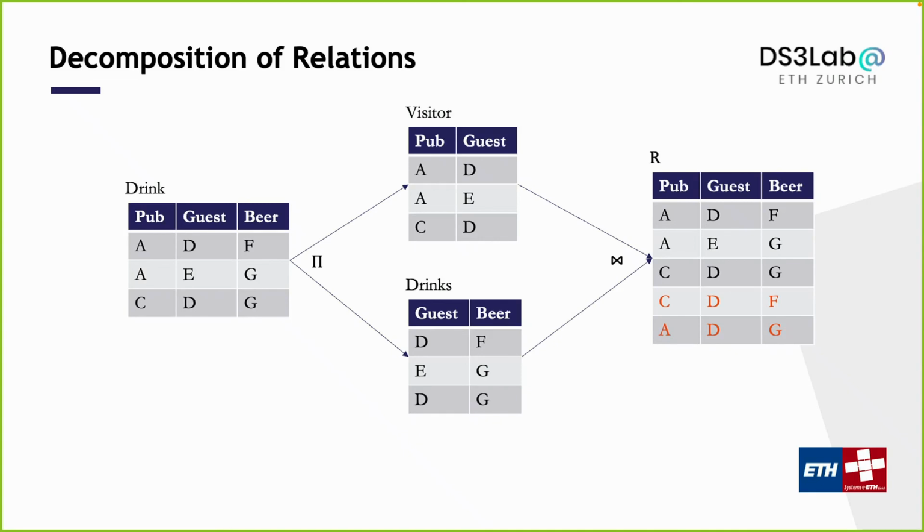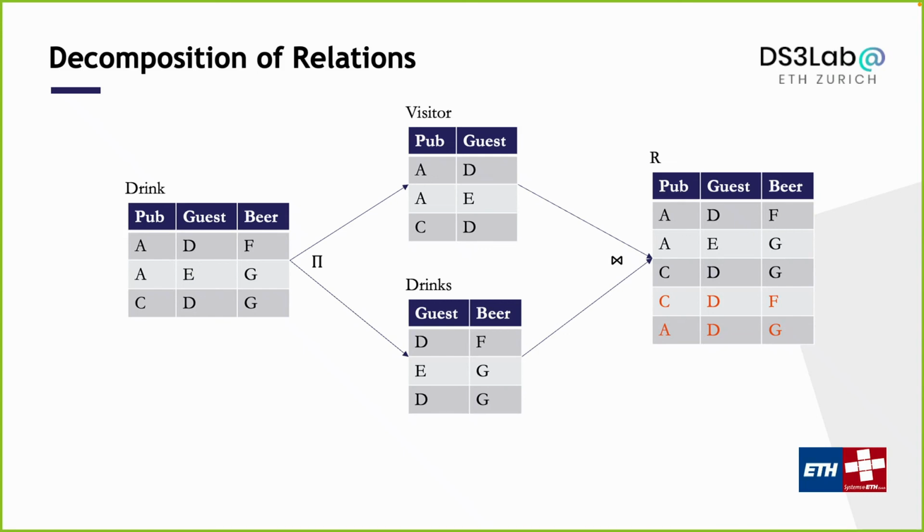Okay? So let's look at this decomposition. I have an input relation. I have a pub, a guest, and the beer the guest drinks. Okay? So what if I decompose this into two different relations? I say this is a visitor of the pub. This guest visits that pub. And then I have another relation called drinks. So a guest drinks beer, a different type of beer. So this is one decomposition.